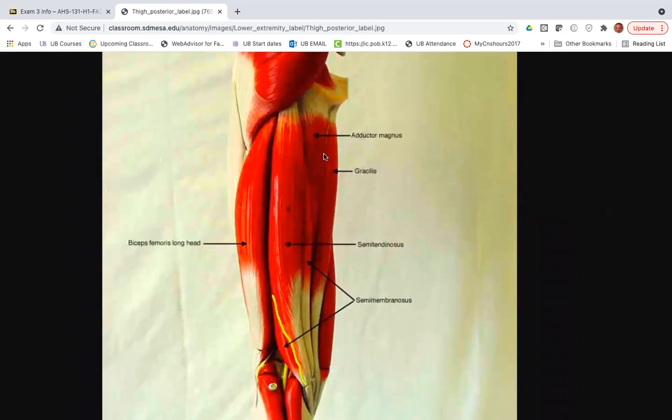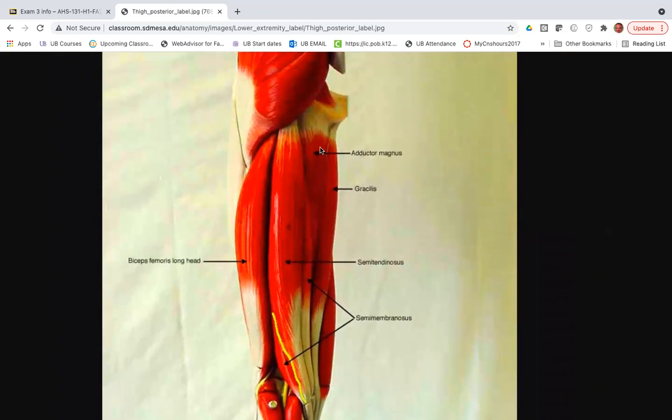Now, on the medial compartment, we could still see the gracilis, second longest muscle in the body. Sartorius is the longest muscle. Gracilis comes in second place, right? It's a medial thigh muscle. It's an adductor, hip adductor.